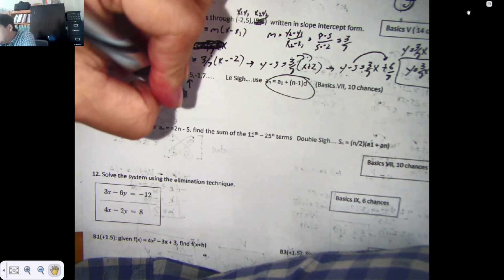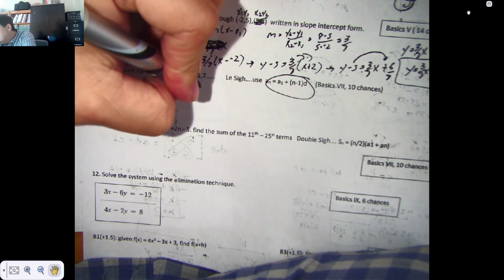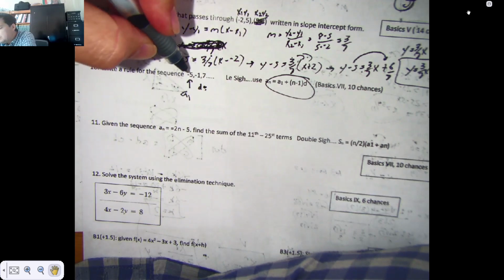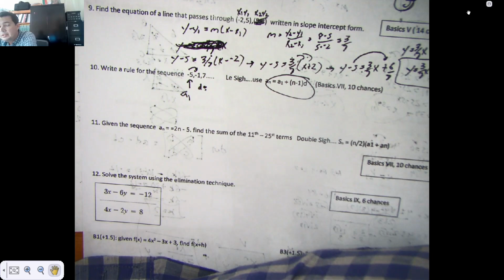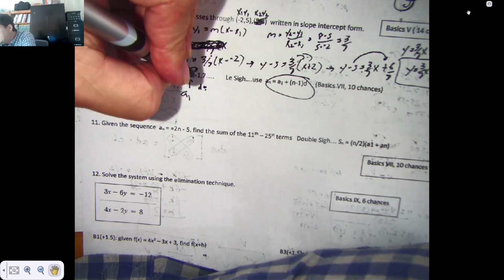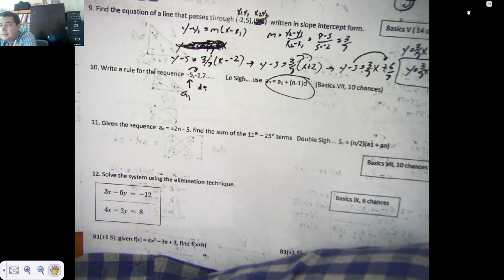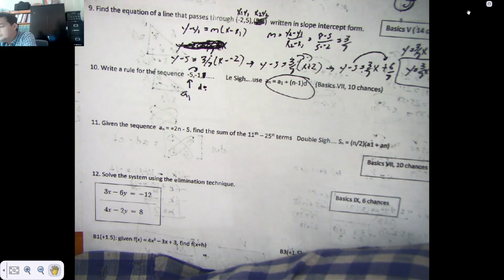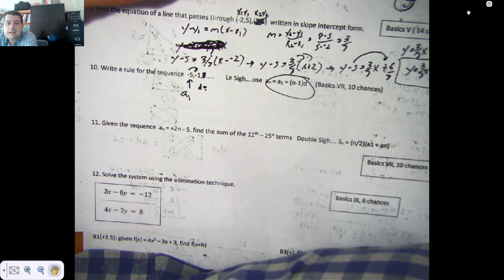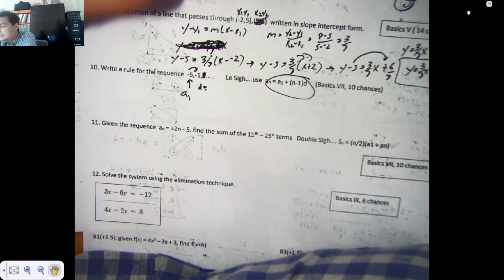This is a sub 1, and the difference is what you add or subtract to move from term to term. So I go from -5 to -1, and that should actually be, oh man, we have a mistake here. Okay. I go from -5 to -1 to 3 by adding 4. Let me redo this one.